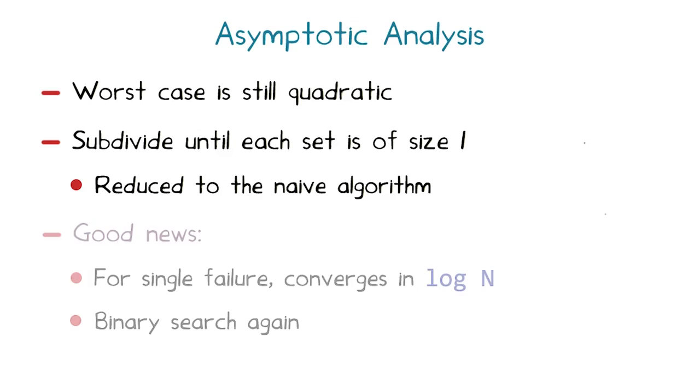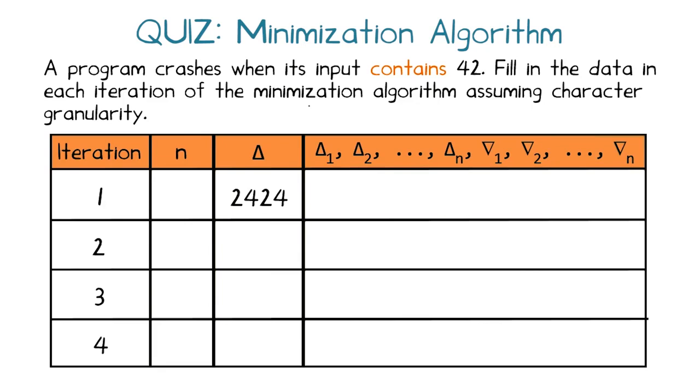The good news is that in the case where we find a failure in either delta 1 or delta 2 in each iteration, convergence to the one minimal test case takes only a logarithmic number of tests, much like binary search. Let's work through an example of the minimization algorithm in the form of a quiz.